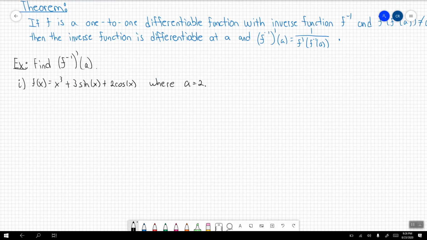So here's what we have for the first example. We have that f of x is equal to x cubed plus 3 times sine of x plus 2 cosine of x, where a is equal to 2.